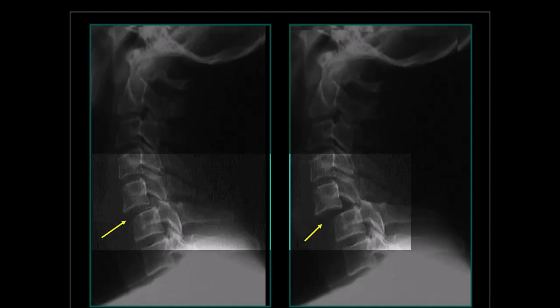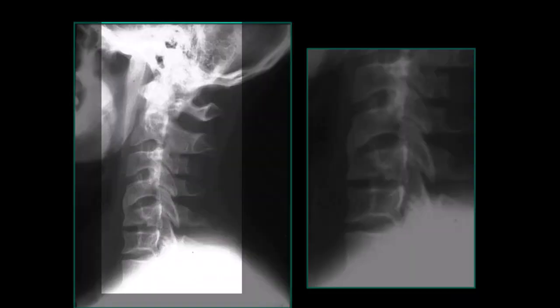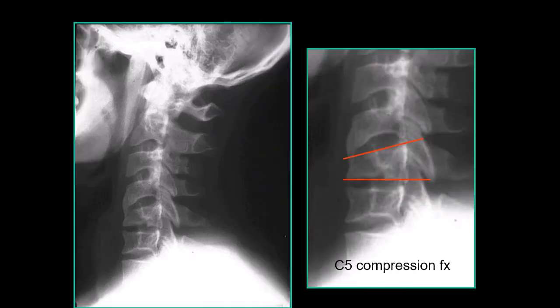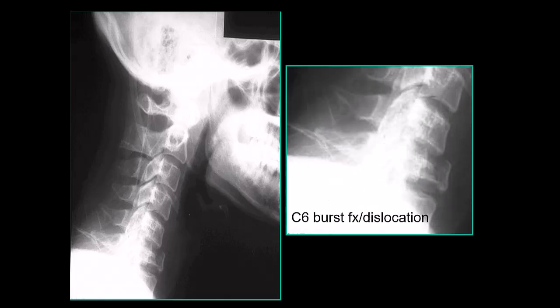Here we see the difference of the two. And obviously, the first is a unilateral facet dislocation, and the second is a bilateral dislocation. This image shows a compression fracture. The compression fracture is of C5. This image shows a burst fracture. The burst fracture and dislocation are located at the level of C6.